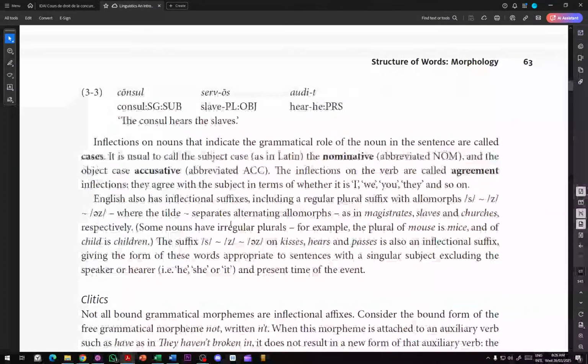There is a problem here. It is not kiss, it is kisses. There is an extra E.